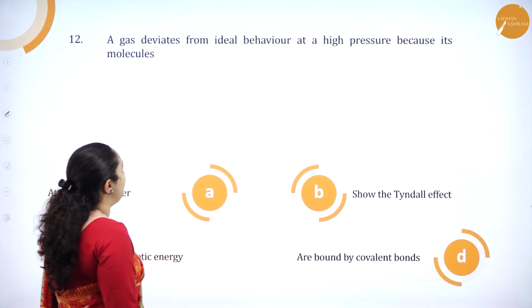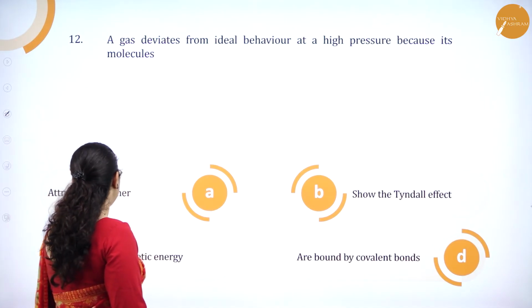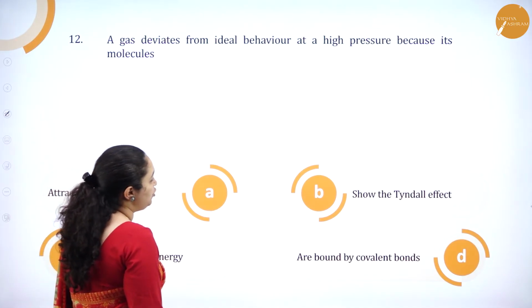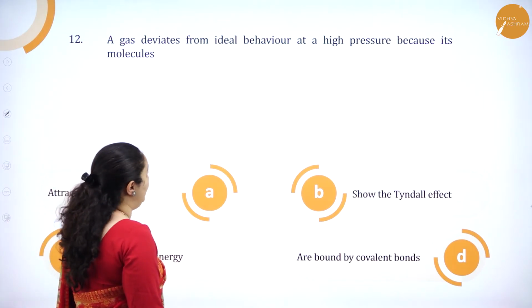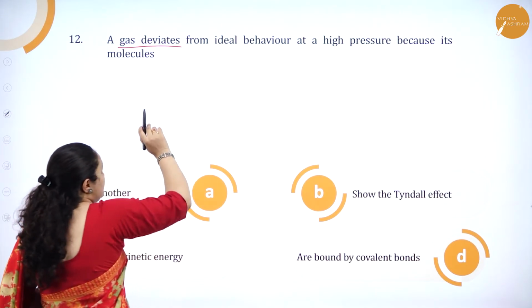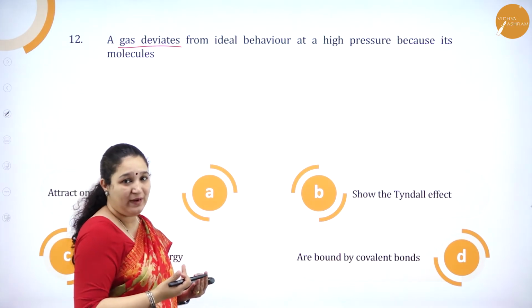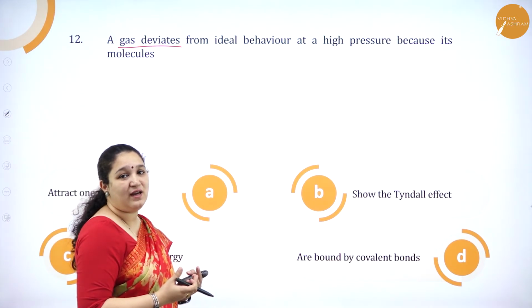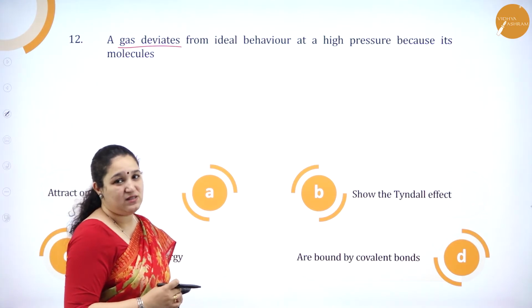A gas deviates from ideal behavior at a high pressure because its molecules attract one another, show the Tyndall effect, have kinetic energy, or are bound by covalent bonds. So what is the question? A gas deviates from ideal behavior at high pressure. Why? We need to give the reason. Why does it deviate at high pressure? Okay. So what exactly is it?